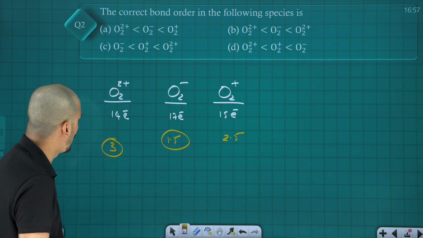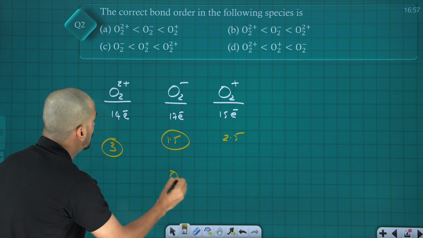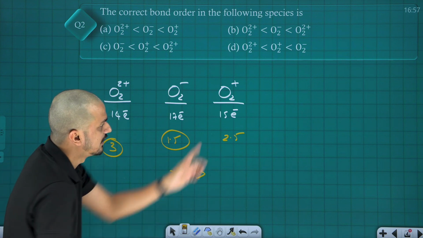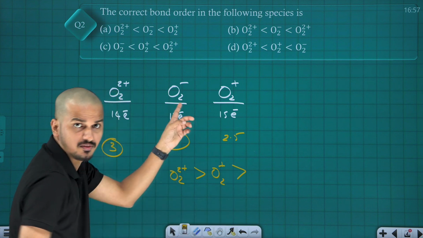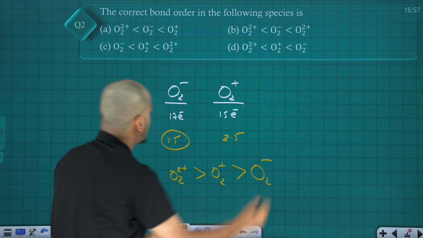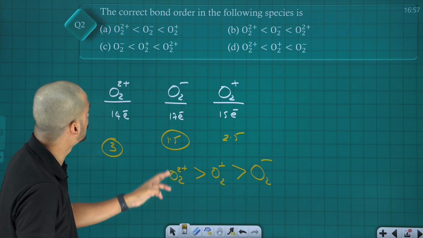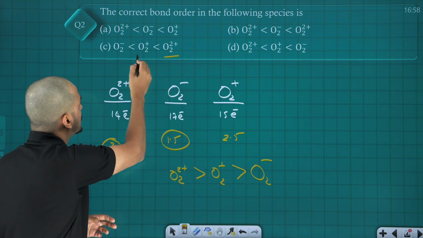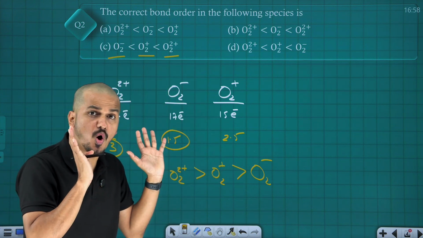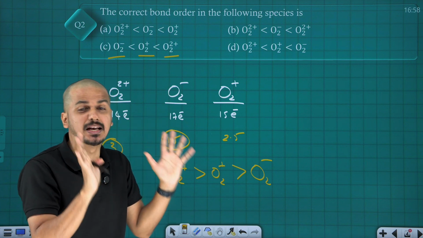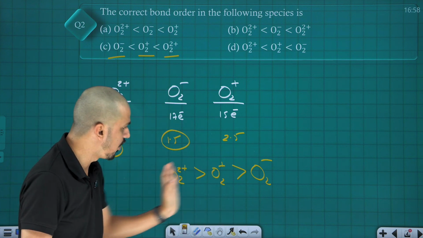So which is having more bond order? More bond order for O2 2 plus. Then O2 plus. Then O2 minus is coming. Idea is okay. O2 2 plus, then O2 plus, then O2 minus. The same order holds for bond order as well as bond stability, bond strength, all in the same order.